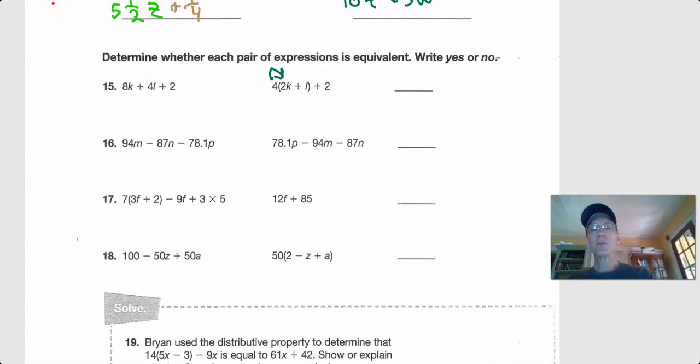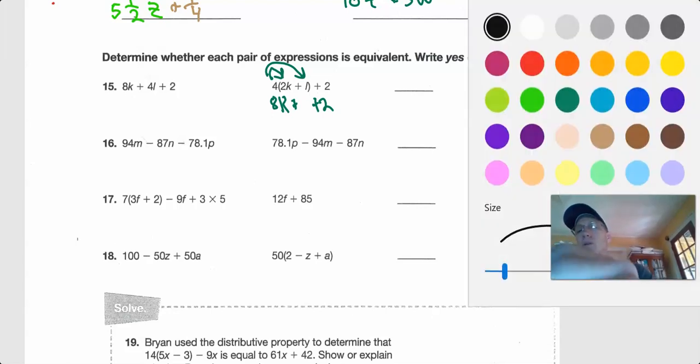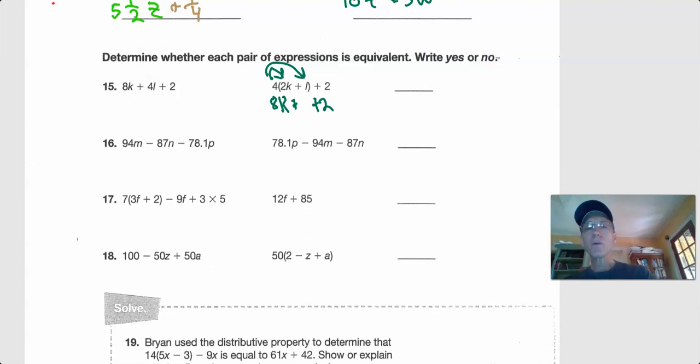4 times, right? Like we were doing before. 4 times 2k is 8k. And then 4 times 1 is 4 plus 2. Let's look over here. Oh, that's 4l, sorry. Yeah, that's supposed to be an L. It's hard to draw it on my page. So hold on here. 4, and then an L. Okay, and that matches up. So yes.